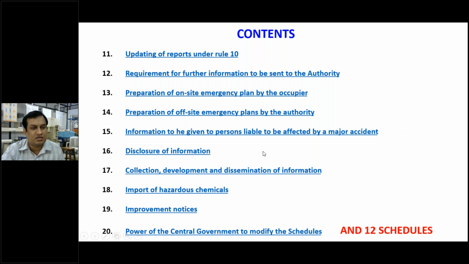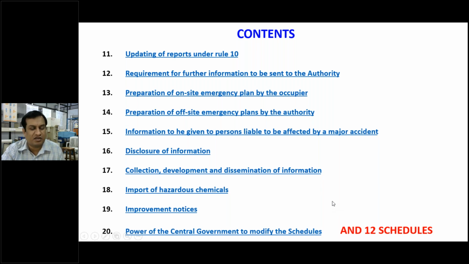Then Rule 16, disclosure of information. Rule 17, collection, development and dissemination of information. Rule 18, import of hazardous chemicals. Rule 19, improvement notices. Rule 20 is power of central government to modify the schedules. So these are the 20 rules included in this MSIHC rule 1989, and there are 12 schedules. We will discuss all these schedules later on, after discussing the 20 rules.